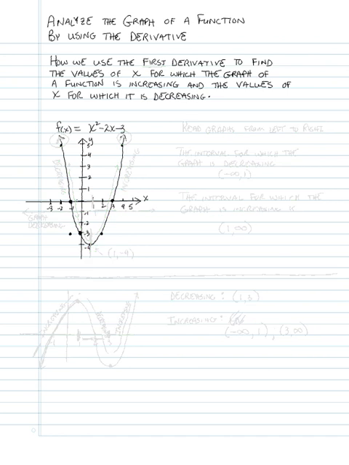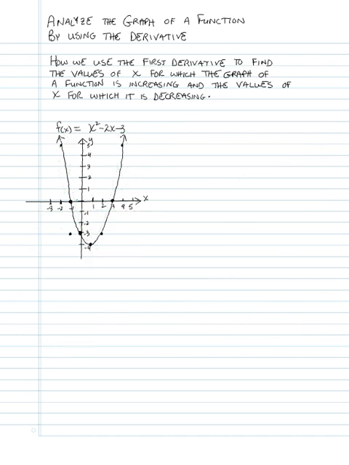Okay, as you see, this discussion is about how we're going to analyze the graph of a function by using the derivative. Now, that's really broad. We're going to do this for several discussions, and what we're doing in this particular discussion is how we use the first derivative to find the values of x for which the graph of a function is increasing and the values of x for which the function is decreasing, or the graph of the function is decreasing.